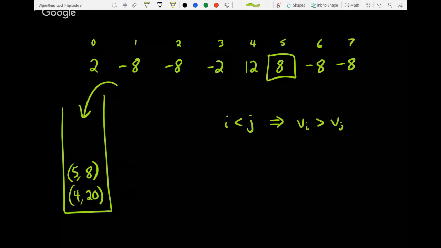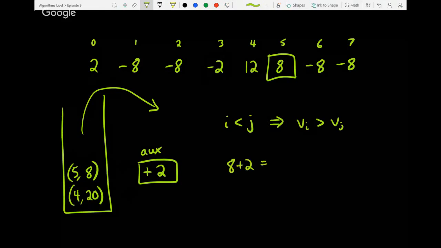So I'm starting to think of what I need. Well, if you want to increment an entire data structure by some value, instead of looping through it, what I can do is keep an auxiliary value on the outside, and then increment that value instead. So let's say I want to add 2 to everything in this data structure currently. I can add 2 to my auxiliary variable. And now when I pull something out of the data structure, I just add my auxiliary variable to it. So I'll know that 8 plus 2 equals 10, or 20 plus 2 equals 22.